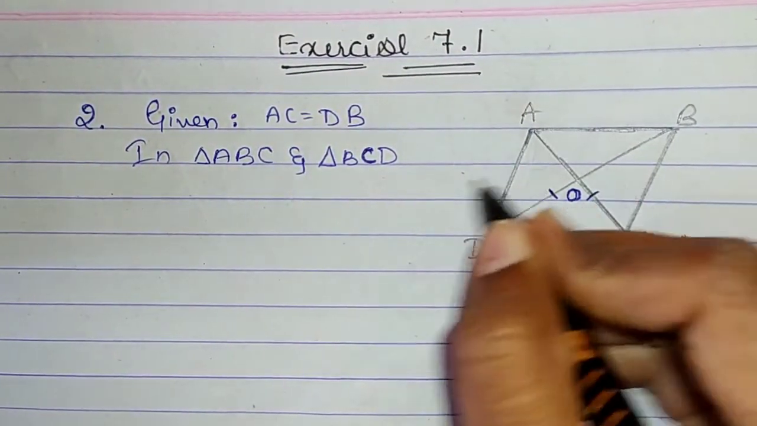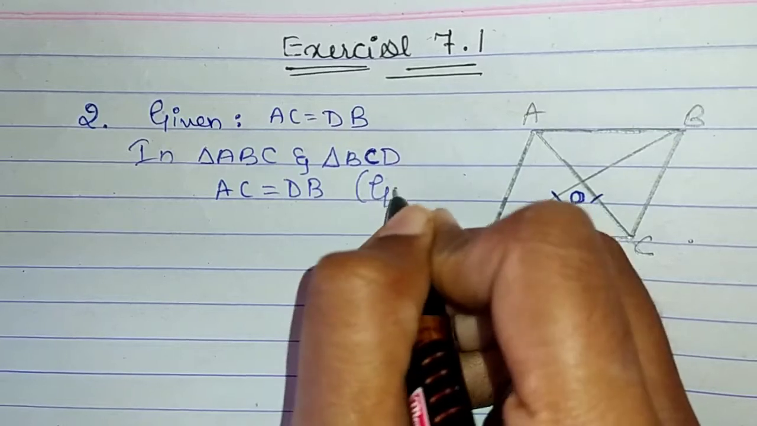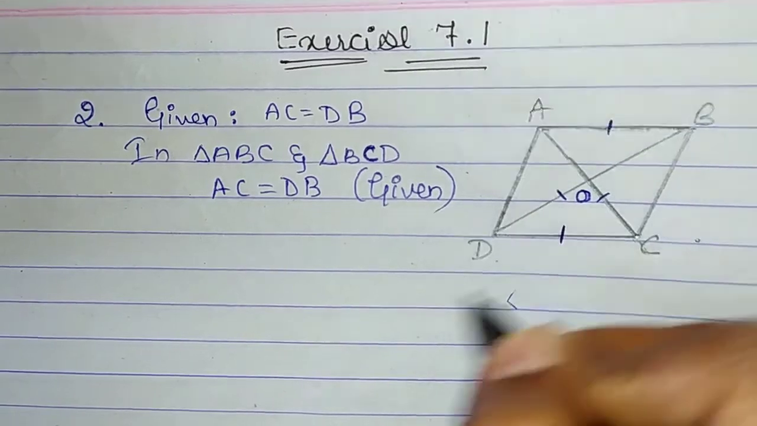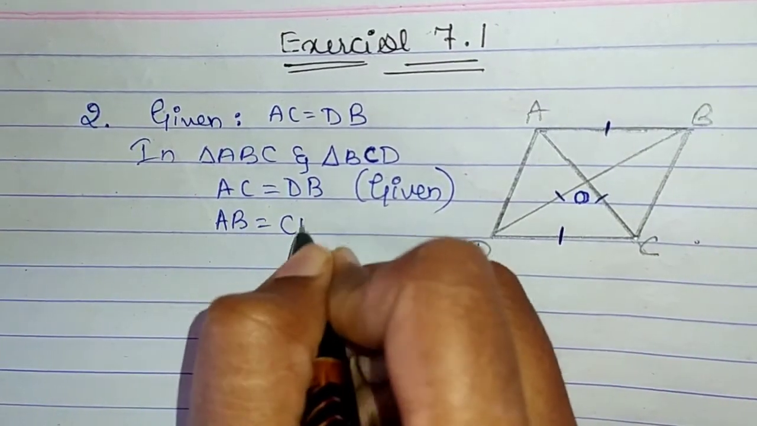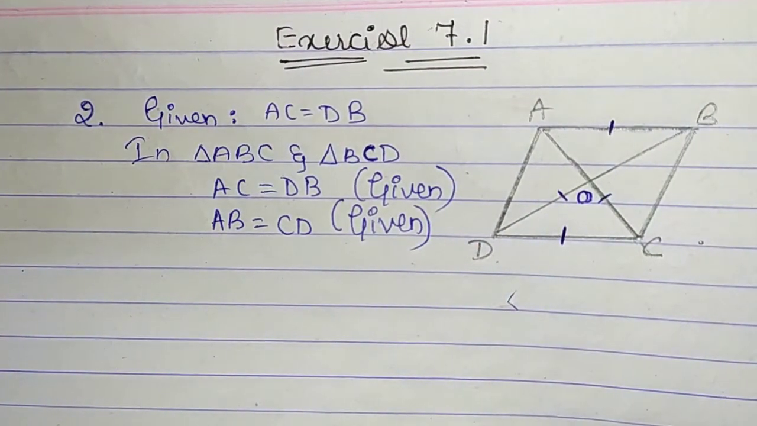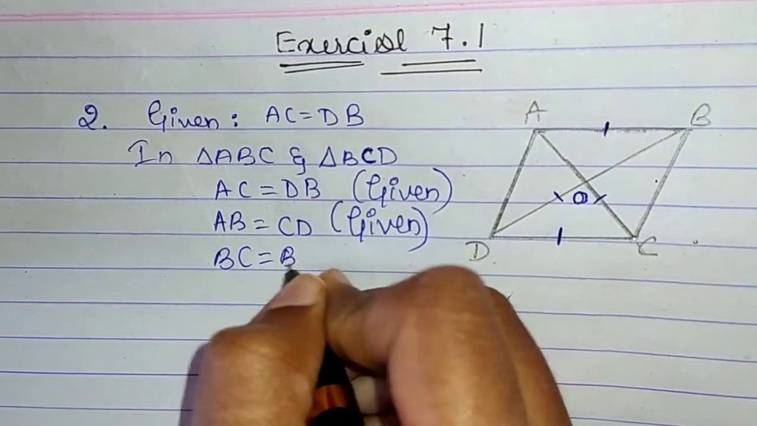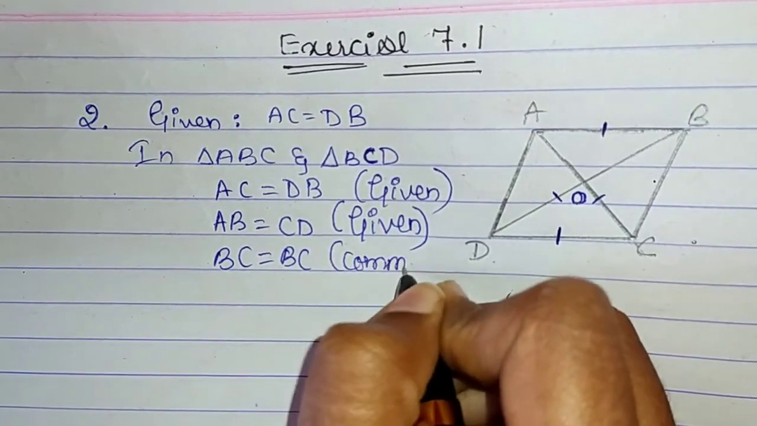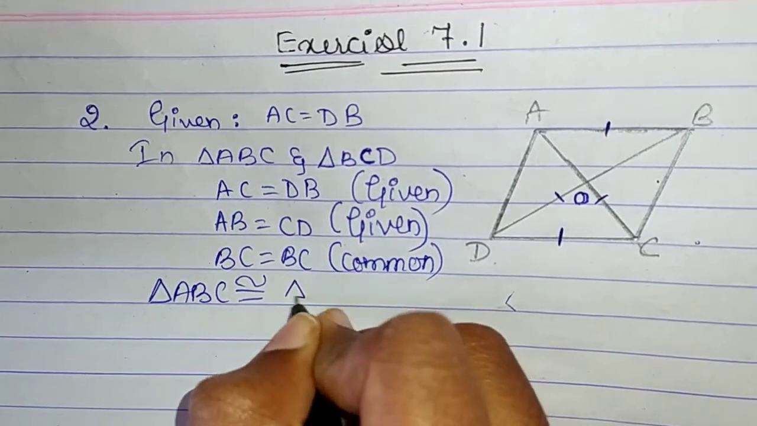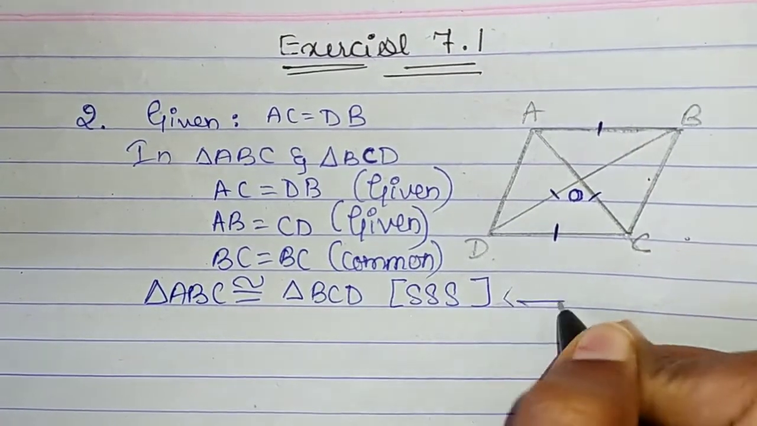So in triangle ABC and BCD, AC is equal to DB. This has been given. Similarly, AB is equal to CD, sides of a parallelogram. Opposite sides of a parallelogram are equal to one another. Similarly, BC is equal to BC, which is common. So, triangle ABC is congruent to triangle BCD by SSS criteria. This is our result 1.